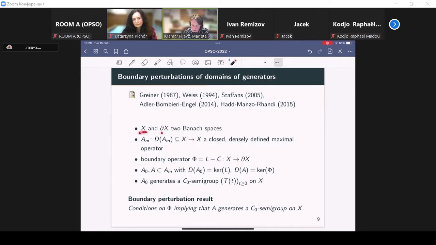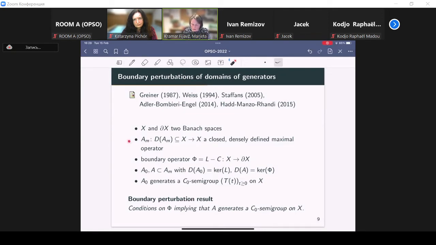So we have two Banach spaces. This is the X, the system space, and this is the so-called boundary space. And then we have an operator, which is called the maximal operator, that is, the operator without boundary condition. You just have the operator with its action, but you do not have any boundary condition.